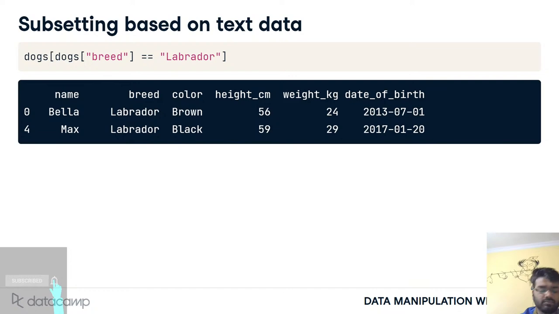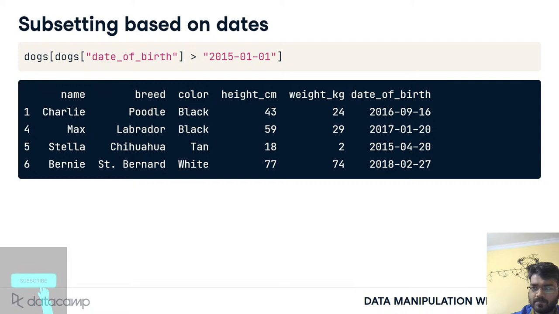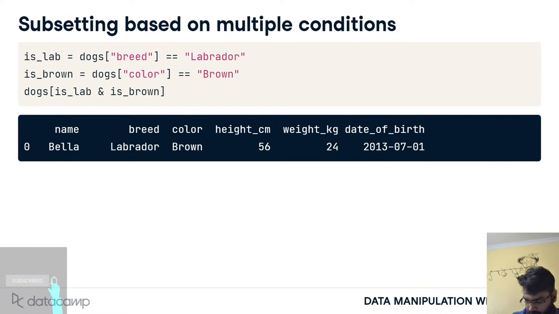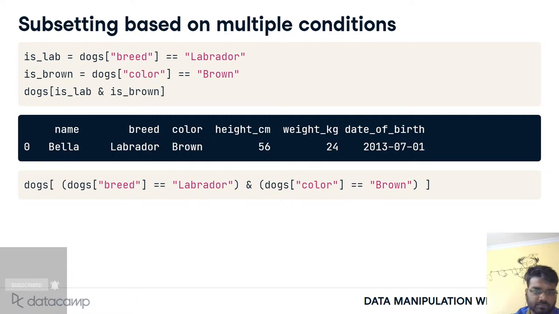We can also subset based on dates. Here we filter all the dogs born before 2015. Notice that the dates are in quotes and are written as year, then month, then day. This is the international standard date format. To subset the rows that meet multiple conditions, you can combine conditions using logical operators, such as the AND operator seen here. This means that only rows that meet both of these conditions will be subsetted. You could also do this in one line of code, but you'll also need to add parentheses around each condition.